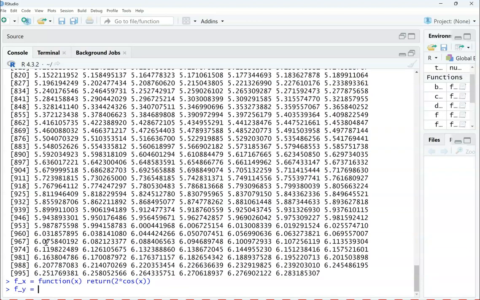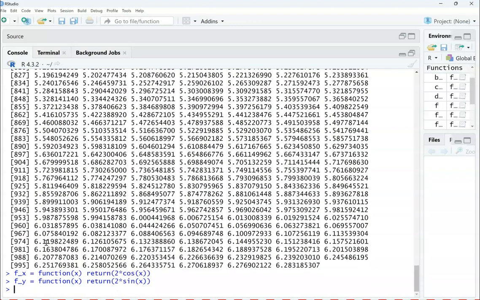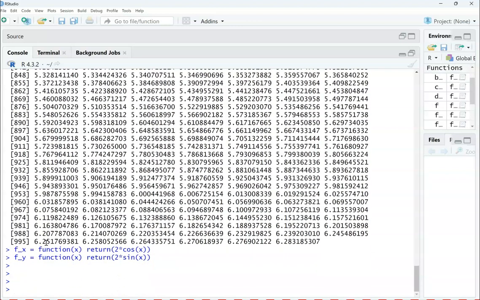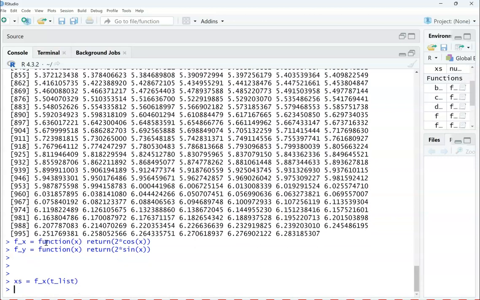Do the same thing for the y. I'm making them both functions of x. It doesn't matter. I'm just giving it a parameter to pass in. To create the list of x values that you want, I'll just call it x's. I just need to apply the f function to the list of t's we just generated. That's literally what the command is. Okay. Do the same thing for the y's.